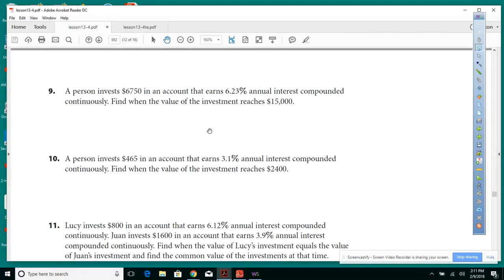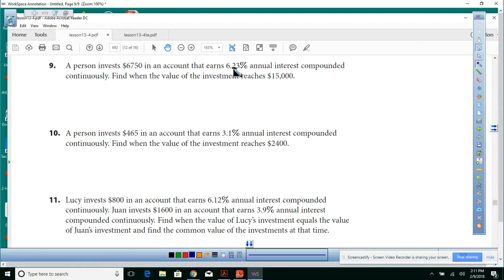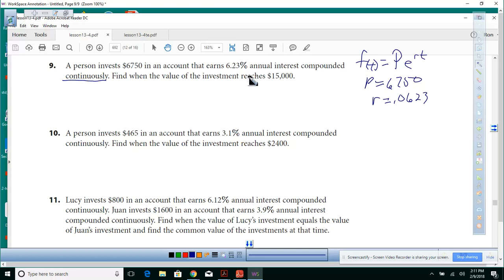Number 9, a person invests $6,750 in an account that earns 6.23% annual interest continuously. Now we get to use the Pert formula, okay? And that's f of t equals P times e to the rt. That's why they call it the Pert formula. So P is $6,750. R is 0.0623, and we want it to reach a value of $15,000.